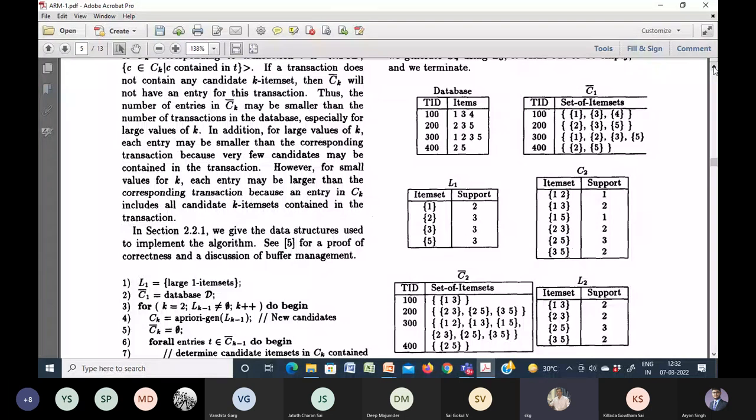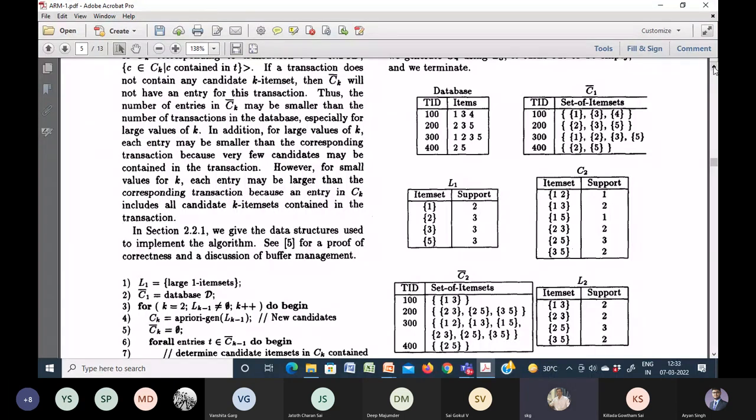Now with this L1, we join L1 with L1, that is Lk joining with Lk, and see what the different item sets are. So 1 2, 1 3, 1 5, 2 3, 2 5, 3 5. These are the possible candidate items for the 2-item set, that is where k equal to 2. So one thing is ensured.